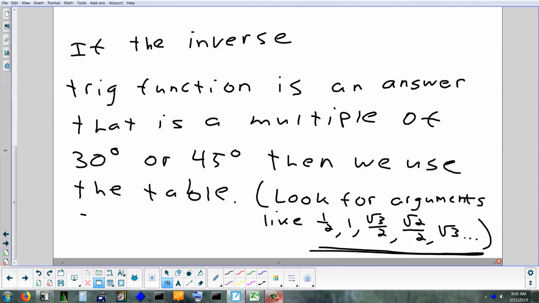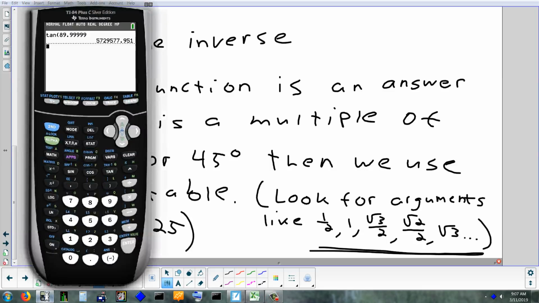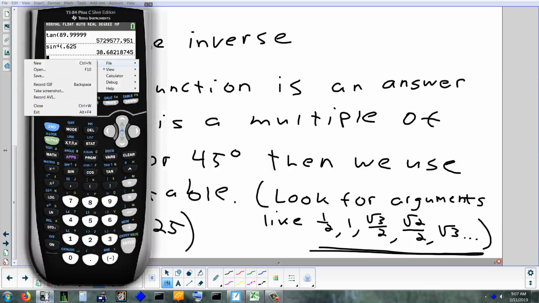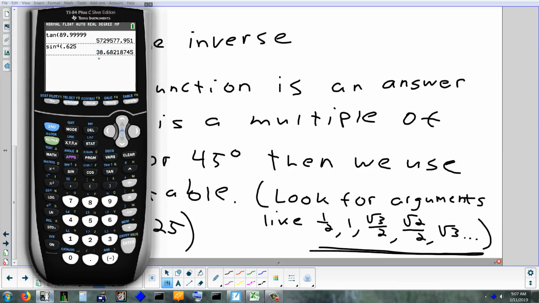If you saw a problem like this, inverse sine of 0.625, well, you can look for 0.625 in the table, but you're never going to find 0.625. That's not a number in the table. So how would you do that one? We use the calculator. I'm going to show you how to type it in later on, but to type it in, it's that easy. And that's the reason you don't see it in the table. It's not a multiple of 30. It's not a multiple of 45. It's not a nice answer.